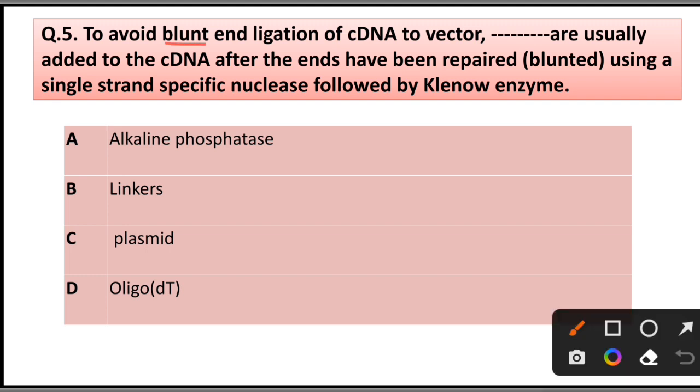Question number 5. To avoid blunt end ligation of cDNA to vector, dash are usually added to the cDNA after the ends have been repaired, blunted, using a single strand specific nuclease followed by coenzyme. Alkaline phosphatase, linkers, plasmid, oligo dT. Correct answer is option B, linkers.